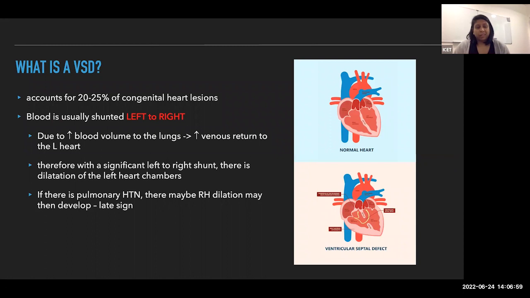In terms of its underlying pathophysiology, the blood is usually shunted from left to right, so the left ventricle to the right ventricle. As a result, there's increased blood volume delivered to the lungs and therefore increased venous return to the left side of the heart. Over time, if there's a significant left to right shunt, this causes dilatation of the left heart chambers. Longer term, you can develop pulmonary hypertension, and then subsequent right heart dilatation may develop, but this is a very late sign.